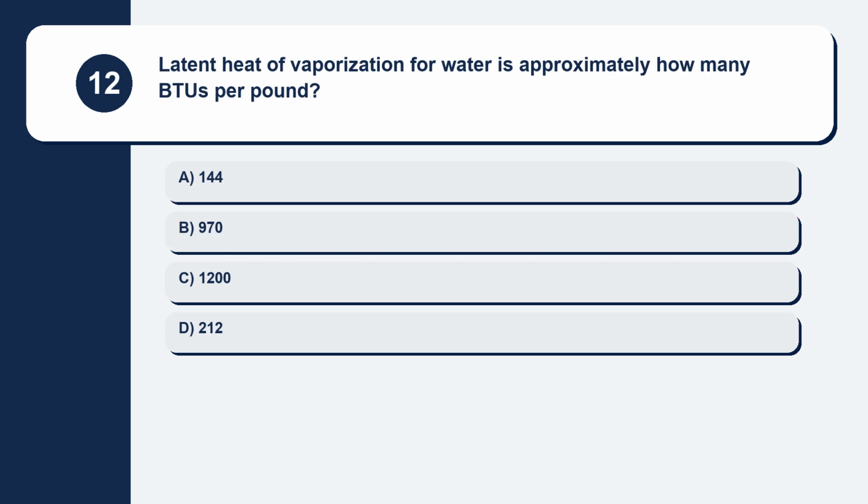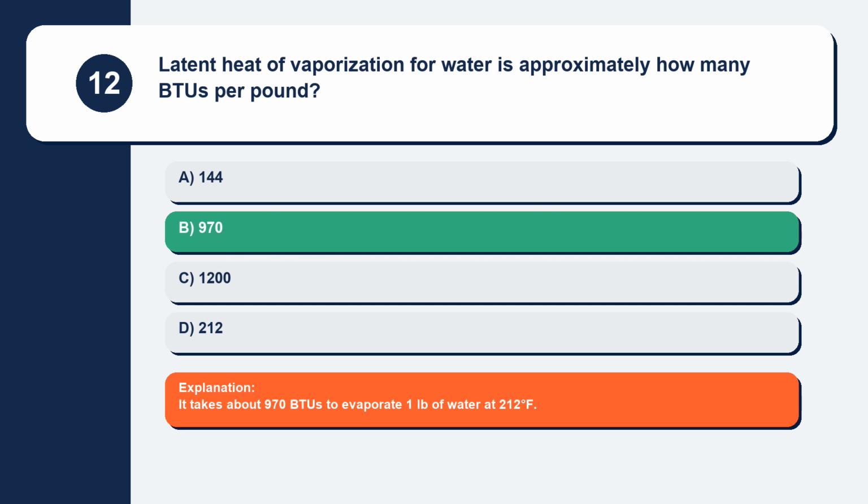Question 12. Latent heat of vaporization for water is approximately how many BTUs per pound? 144, 970, 1200, 212. It takes about 970 BTUs to evaporate 1 pound of water at 212 degrees Fahrenheit.